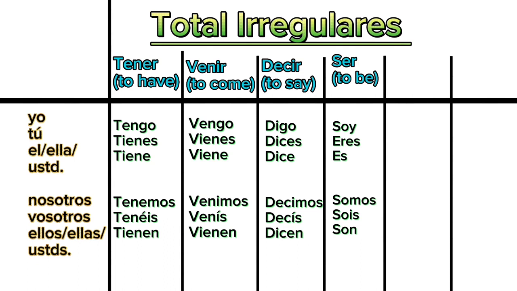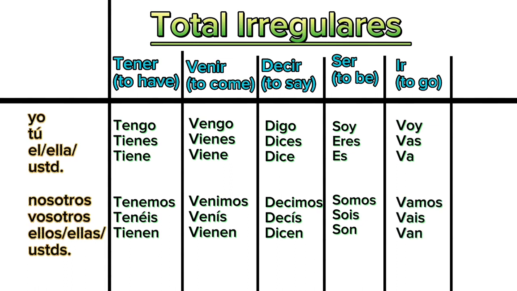Now, what is the conjugation of ir? Ir basically means to go. Very, very important verb. The verbs that we have in total irregular are two important verbs. Ir means to go, and what is its conjugation? Voy, vas, va, vamos, vais, van. Okay, this is its conjugation.